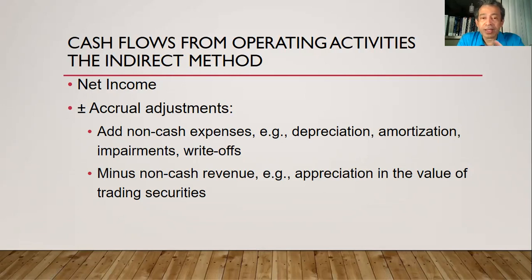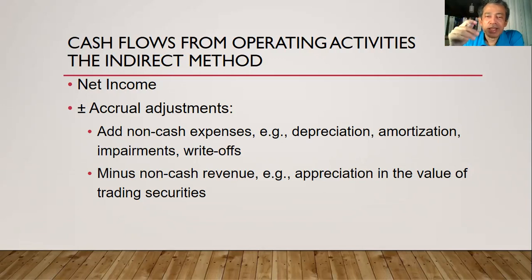Remember, if it was realized, if it was a real gain, like if we actually sold our stocks and bonds, then that would not be non-cash. That would be non-operating. That would also come in the next adjustment, but that would not be a non-cash adjustment. That would be a non-operating adjustment.